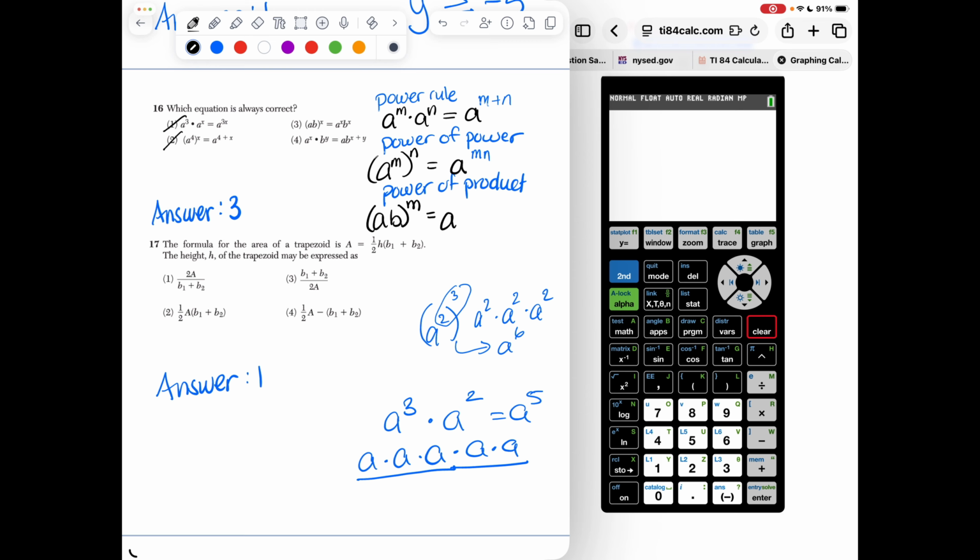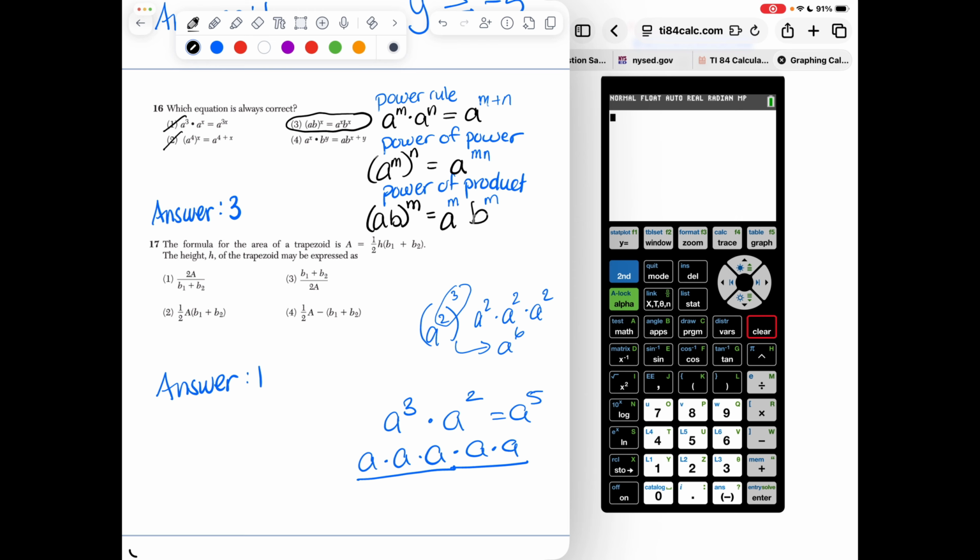And then you have the third one, the power of products rule. And that's where you have two numbers being multiplied and there's an exponent. What this one says is that you have to find the exponents for each one before we multiply. Just like our order of operations, you're going to do the exponents first before we multiply. So I'm going to do a to the m power and b to the m power before I multiply them together. I think that makes sense when we think about it in order of operations. And that's why this one is correct.